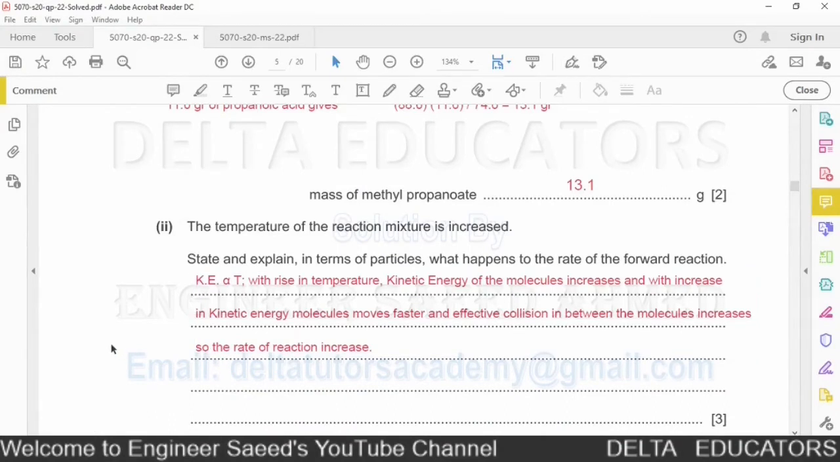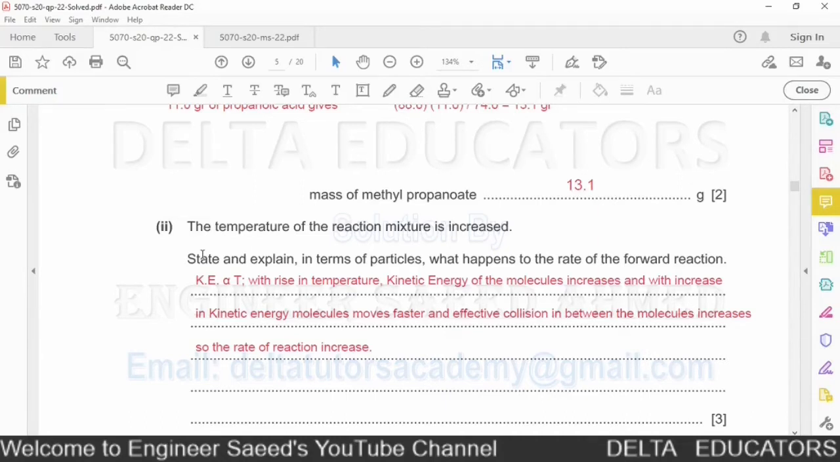Second part, the temperature of the reaction mixture is increased. State and explain in terms of particles what happens to the rate of forward reaction. We know that with the increase in temperature, kinetic energy increases, and with the increase in kinetic energy, the speed or velocity of the molecules will be increased, and molecules will collide with each other more frequently, and when they collide more frequently, the effective collisions will be increased, and because of the increase in effective collisions, the rate of reaction will be increased.